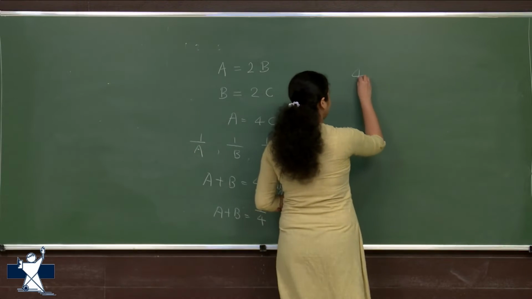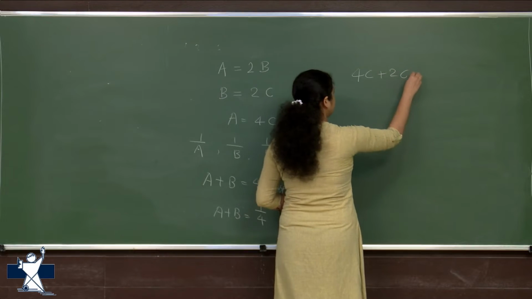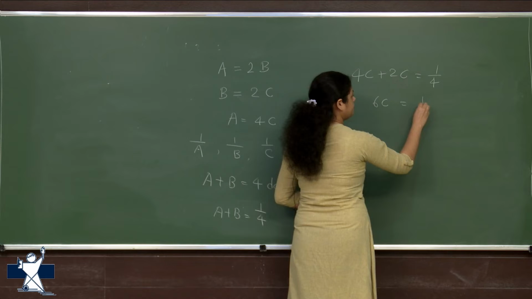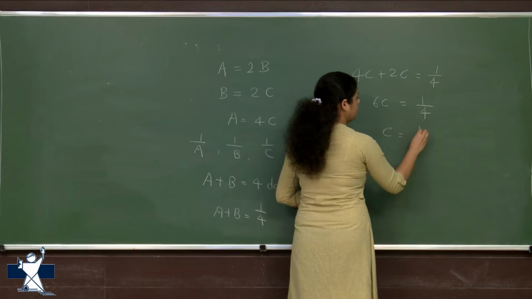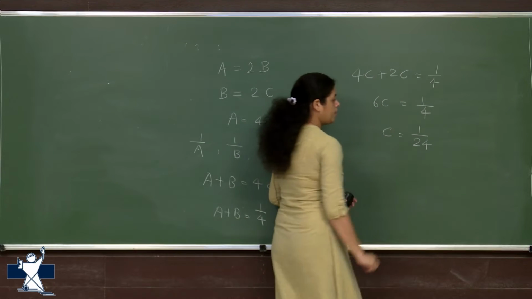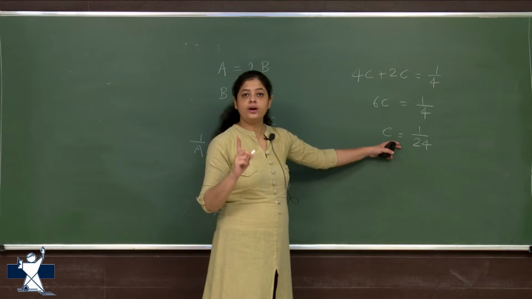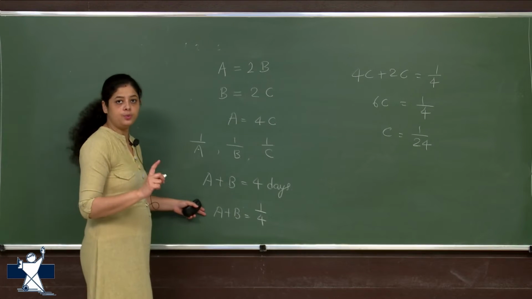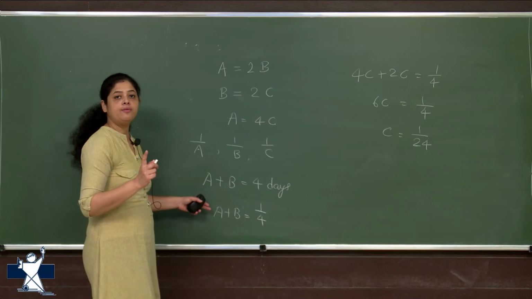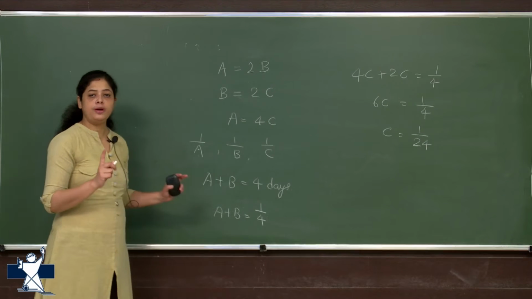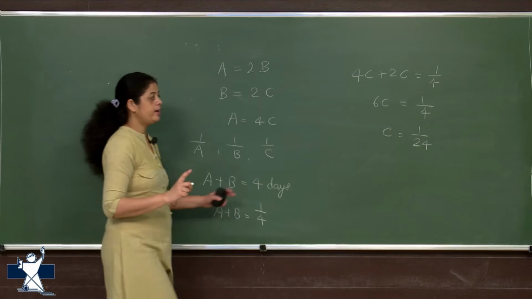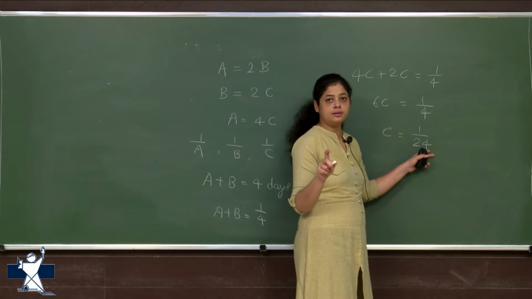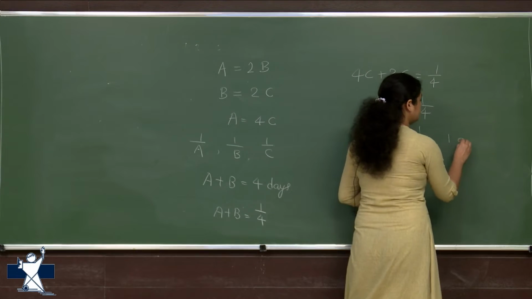So A is 4C and B is 2C, which is equal to 1/4. So 6C, so C is equal to 1/24. Now this 1/24 is 1 day's work, right? Our entire calculation is based on 1 day's work. Always in time and work, all calculation is based on 1 day's work. So when you get the final answer, you have to take its reciprocal to get your actual answer, right? This is 1 day's work.